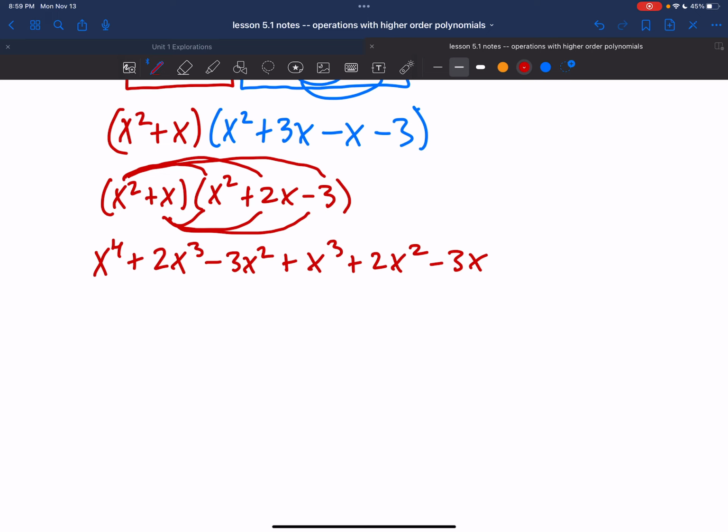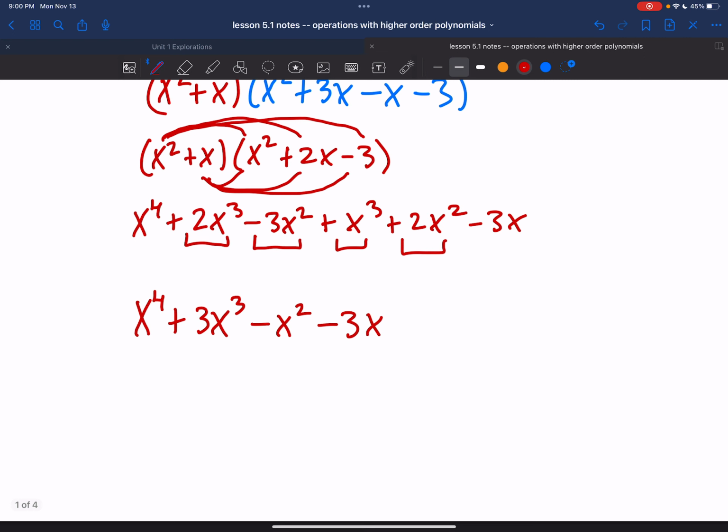Let's combine our lovely like terms. You see you've got 2x cubed and 1x cubed. Hey, those add to get 3x cubed. That's x to the power of 4 plus 3x cubed. And then negative 3x squared plus 2x squared is minus 1x squared. And then there's minus 3x. Hey, look at that. So I noticed that the degree is 4, right? The degree is 4, and there are also 4 terms.